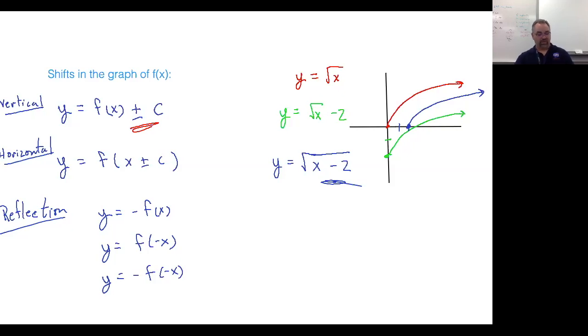And I think you can see pretty easily what this first one will do. If you just put a negative in front of your function, of course, it just reflects it across the x-axis. So it would come down here like so.